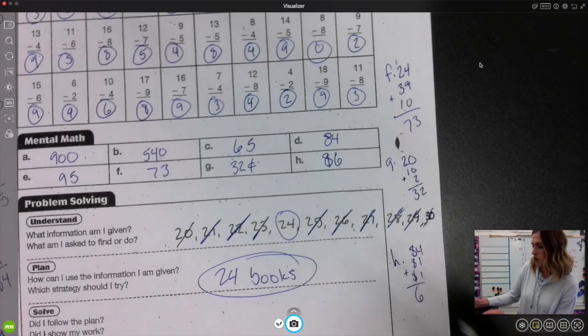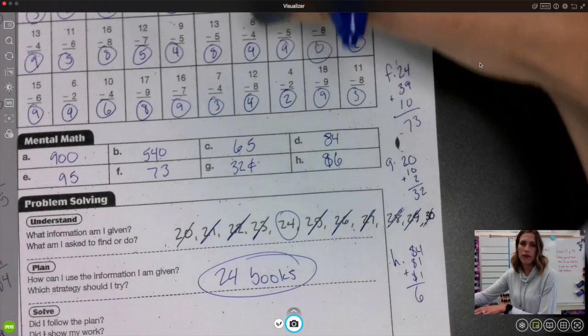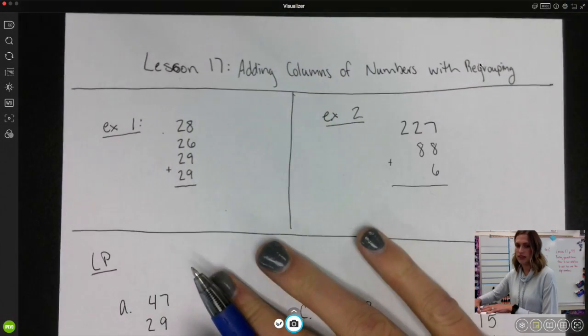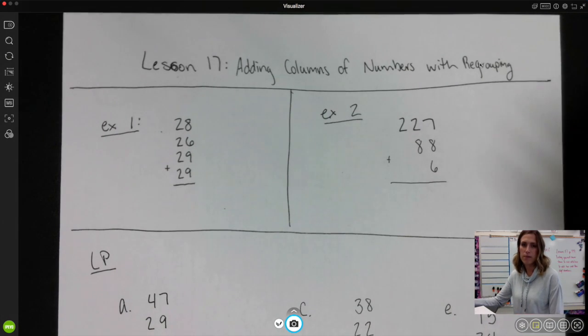Excellent. Go ahead and flip it over. You are all powered up and ready to go on our math lesson. So flip it over to the back. We're on lesson 17, and make sure you're following along with this side as I teach you the new concept up at my board.